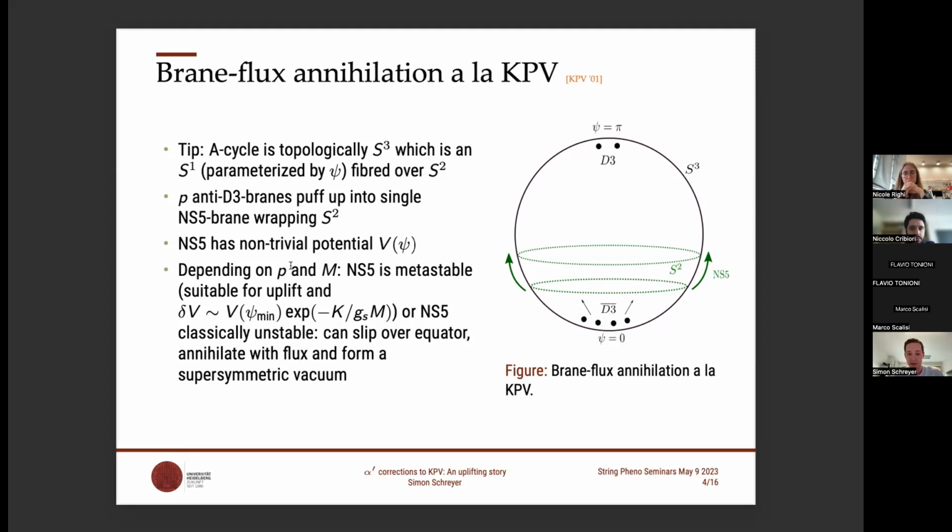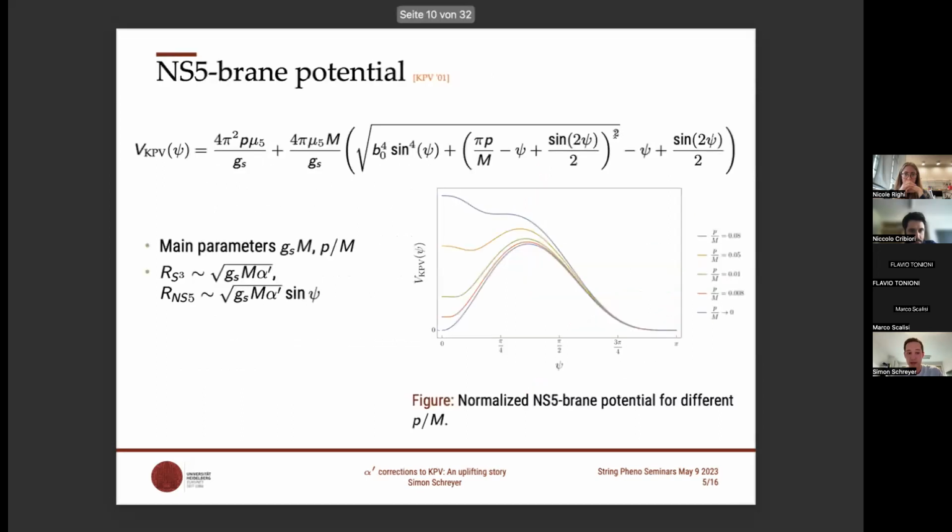Depending on the number of antibranes and the flux on this S3, this NS5 is either metastable, which is suitable for uplifting, and the uplifting energy looks like this, or the NS5 is classically unstable. Then the NS5 slips over the equator, annihilates with flux, and forms a supersymmetric state consisting of M minus P D3-branes at the north pole. Let us now look at the potential in a little more detail.